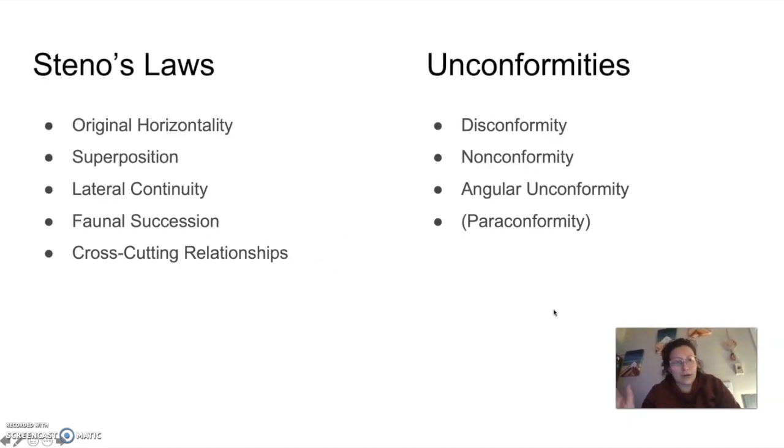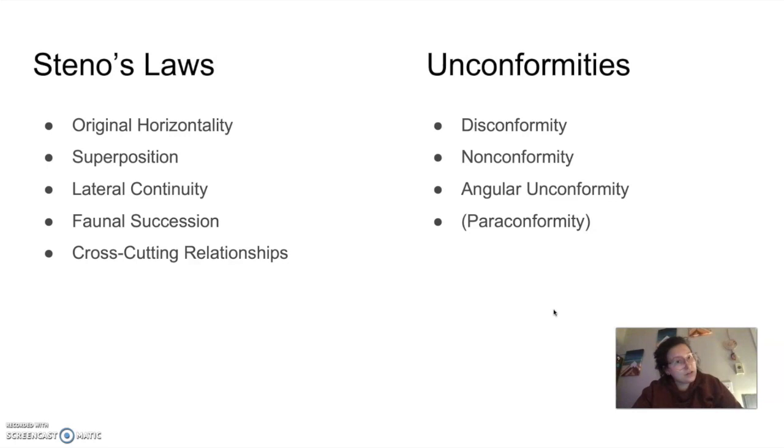So first we're going to talk about Steno's laws. There are a few of them. First is original horizontality, and then superposition, lateral continuity, faunal succession, and then cross-cutting relationships, which tie everything together.